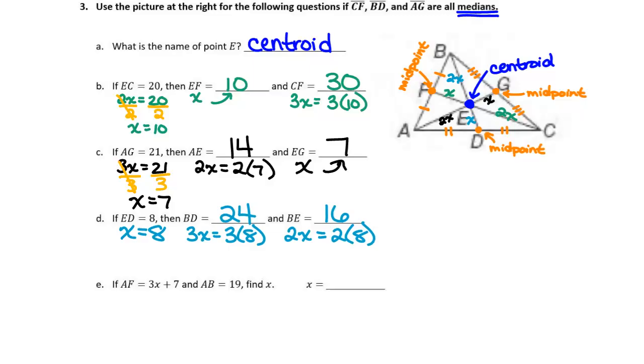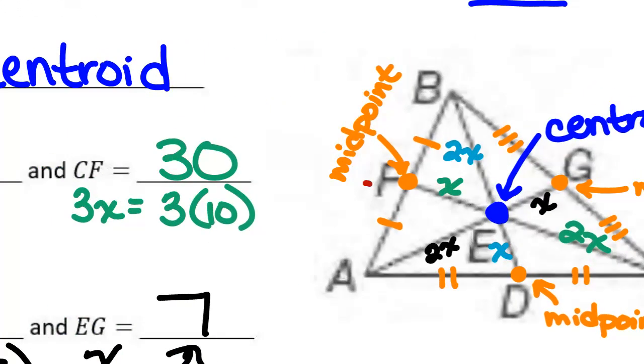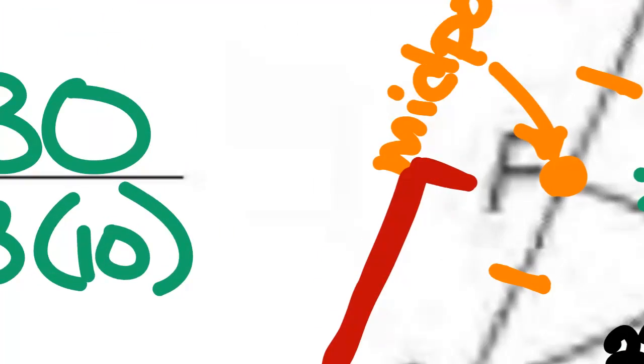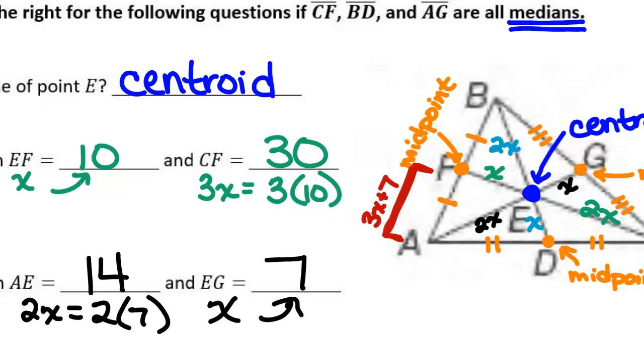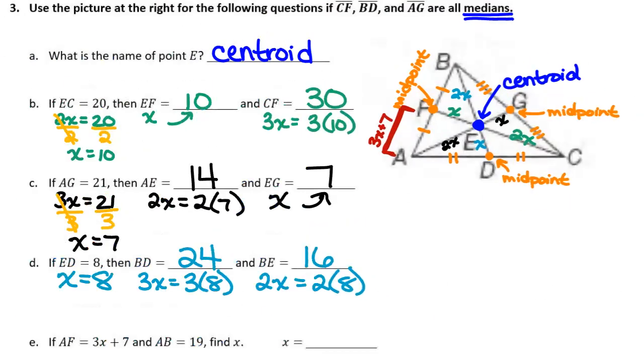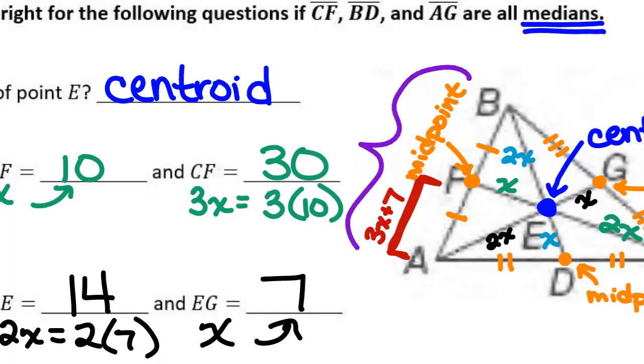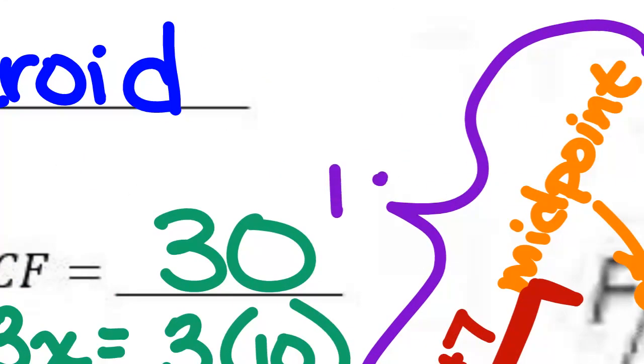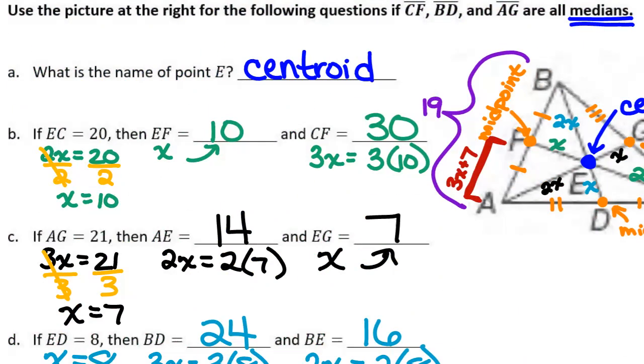Part E. Part E says AF is equal to 3x plus 7. So right here, 3x plus 7. And AB, from here over to here, is 19.